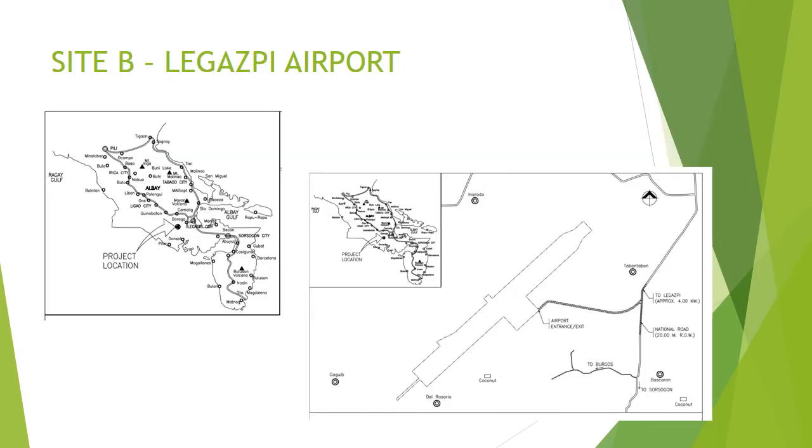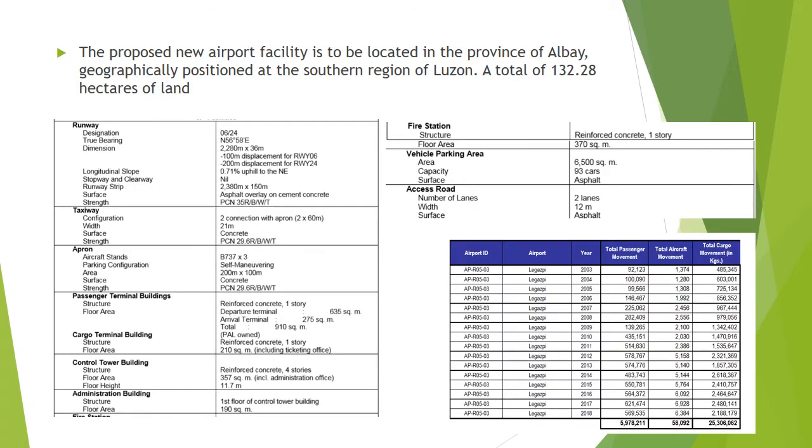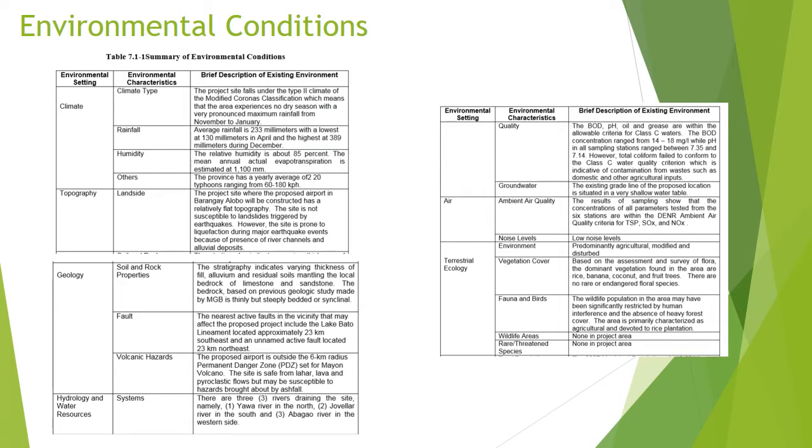Site B is Legazpi Airport, which has a lot area of 132.28 hectares, a runway length of 2,380 meters by 36 meters, an apron of 200 meters by 100 meters, a passenger terminal building of 910 square meters, and a cargo building of 210 square meters. These are the environmental settings that must be considered in the site of the Legazpi Airport.